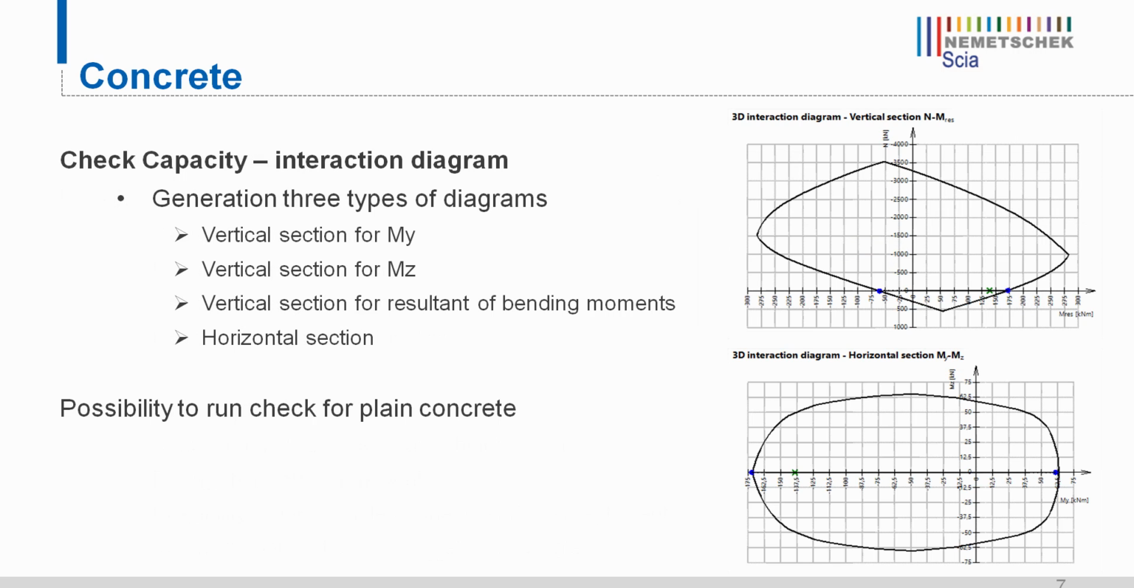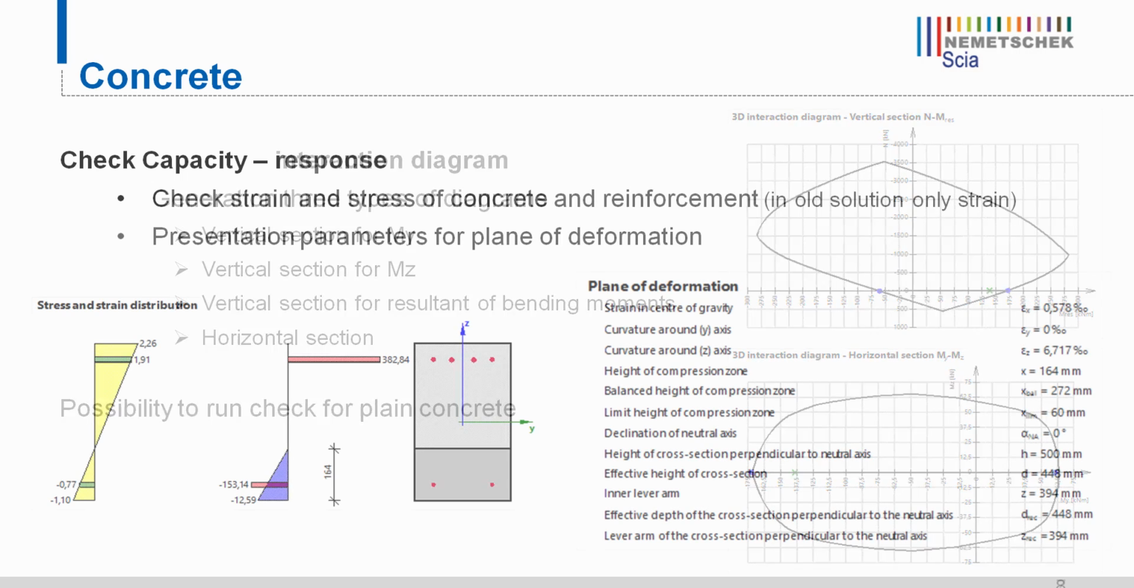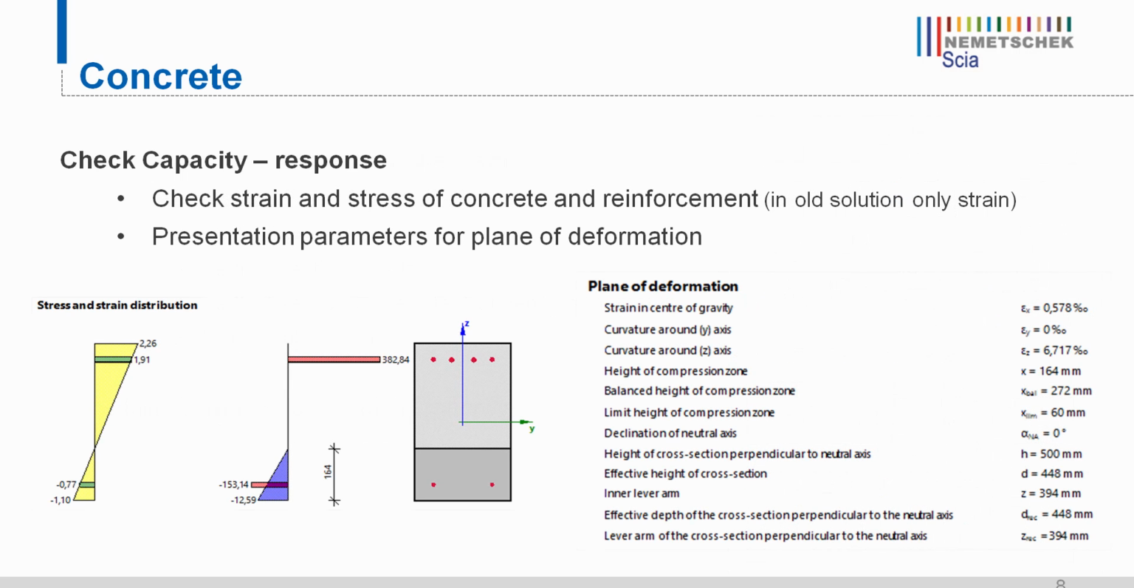After the design has been done, you can do some checks. So there is the capacity check based on the resistance calculated from the interaction diagram, and it can generate 3 types of diagrams. Also, now it is possible to run the check for plain concrete. The response check is based on the check of ultimate stresses and strains. In the old solution it was only on strain, and you can also see the presentation parameters for the plane of deformation.